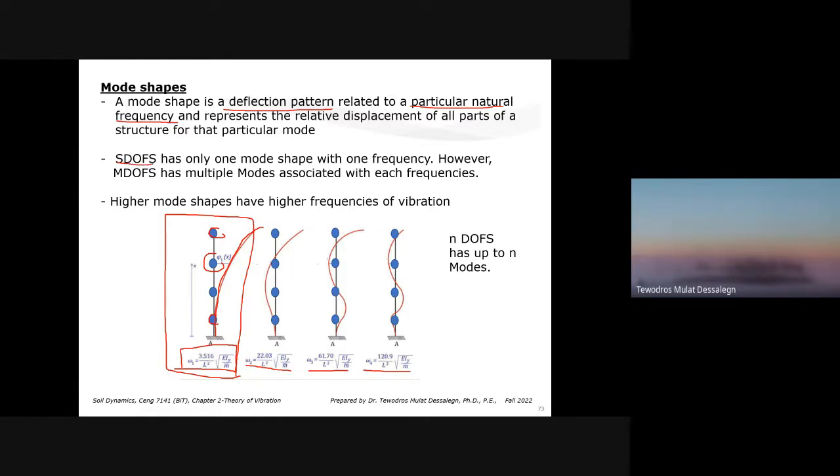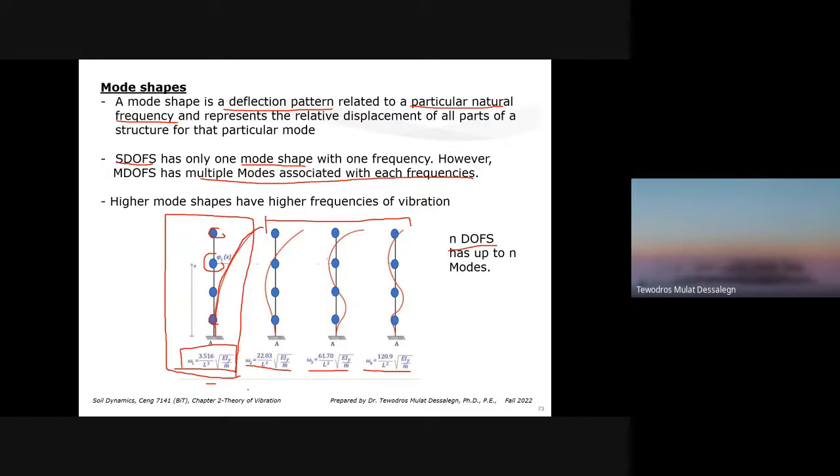SDOFS is a single degree of freedom system, which has only one mode shape with one frequency. However, multi-degree of freedom systems have multiple mode shapes, each associated with its own frequency. The first one we usually call the natural frequency. That's the dominant one. The higher ones are usually not that dominant.